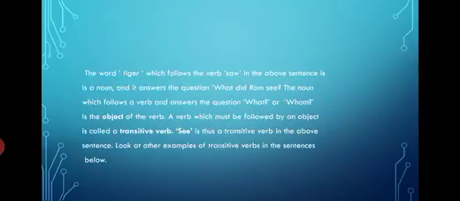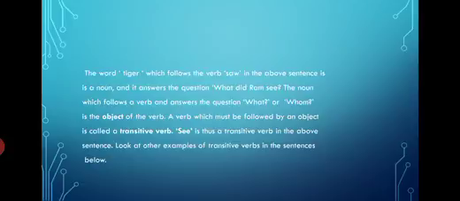The word tiger, which follows the verb saw in the above sentence, is a noun, and it answers the question, what did Ram see? The noun which follows a verb and answers the question what or whom is the object of the verb. A verb which must be followed by an object is called a transitive verb. See is thus a transitive verb in the above sentence.